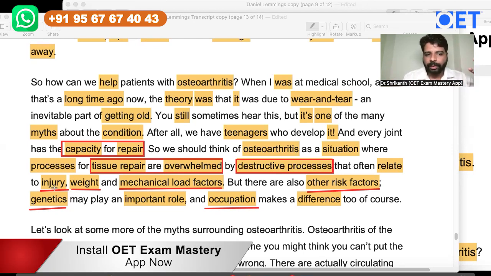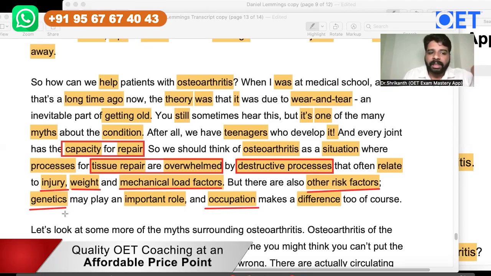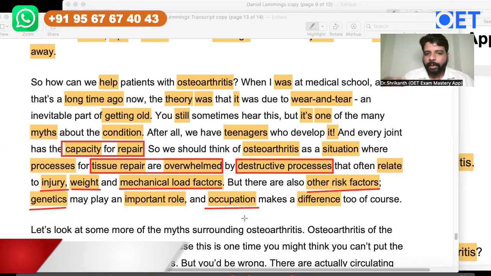That is, we have to heal the injury. Then we have to reduce their body weight. Then we have to make sure that they are not doing any kind of mechanical load. Then we have to see if their genetics are in their favor. And also we have to make sure that their occupation is not overwhelming them. So when it comes to helping, that is the duty over here.